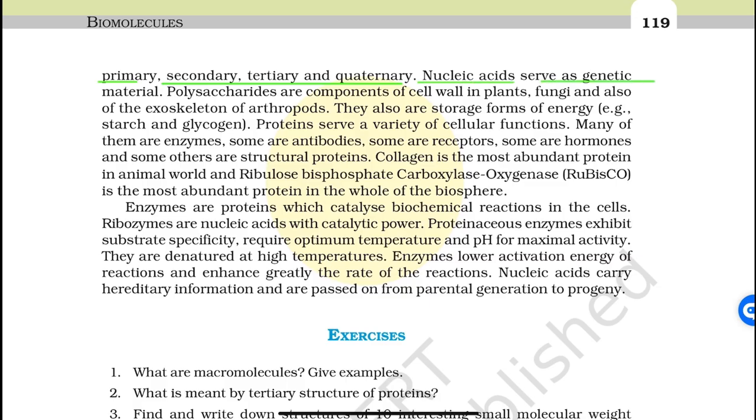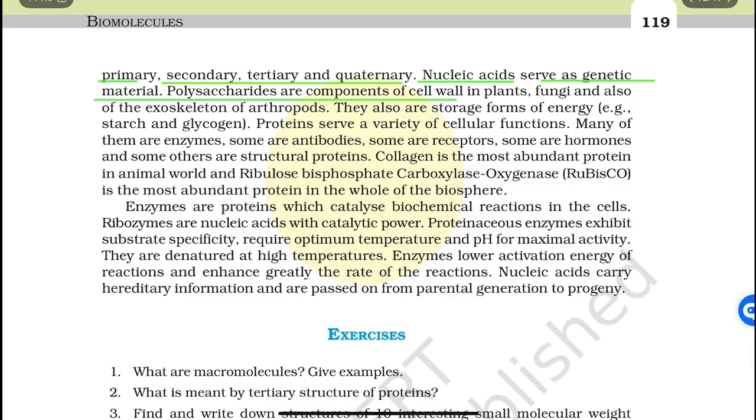Nucleic acids serve as genetic material. Polysaccharides are components of the cell wall in plants, fungi, and also of the exoskeleton of arthropods. They are also storage forms of energy. Example: starch and glycogen. Proteins have a variety of cellular functions. Many of them are enzymes, some are antibodies, some are receptors, some are hormones, and some are structural proteins. Collagen is the most abundant protein in the animal world, and ribulose bisphosphate carboxylase oxygenase is the most abundant protein in the whole of the biosphere.